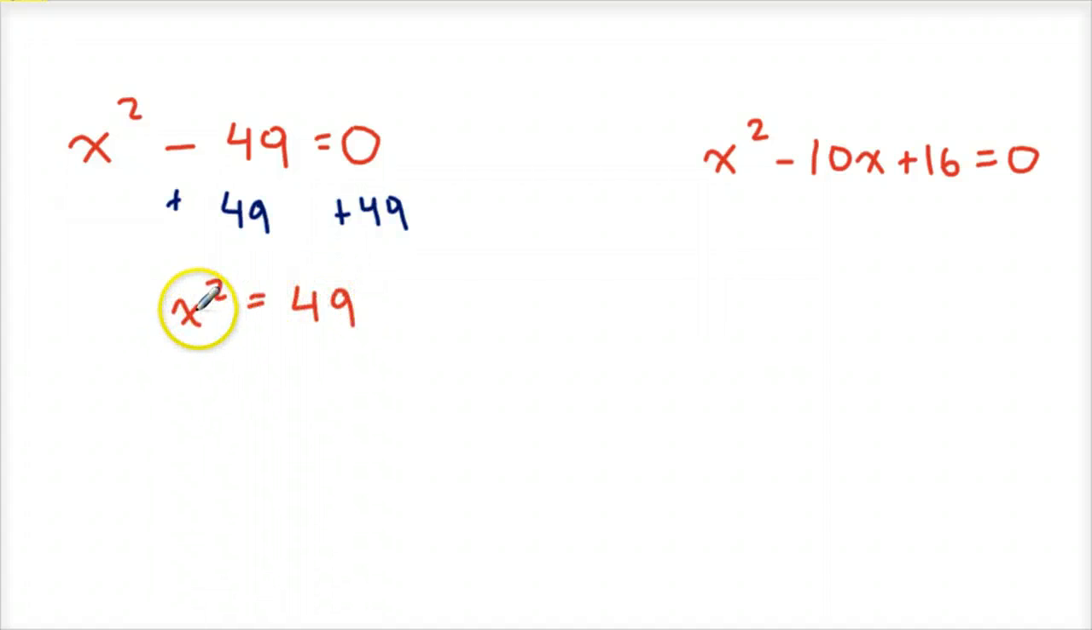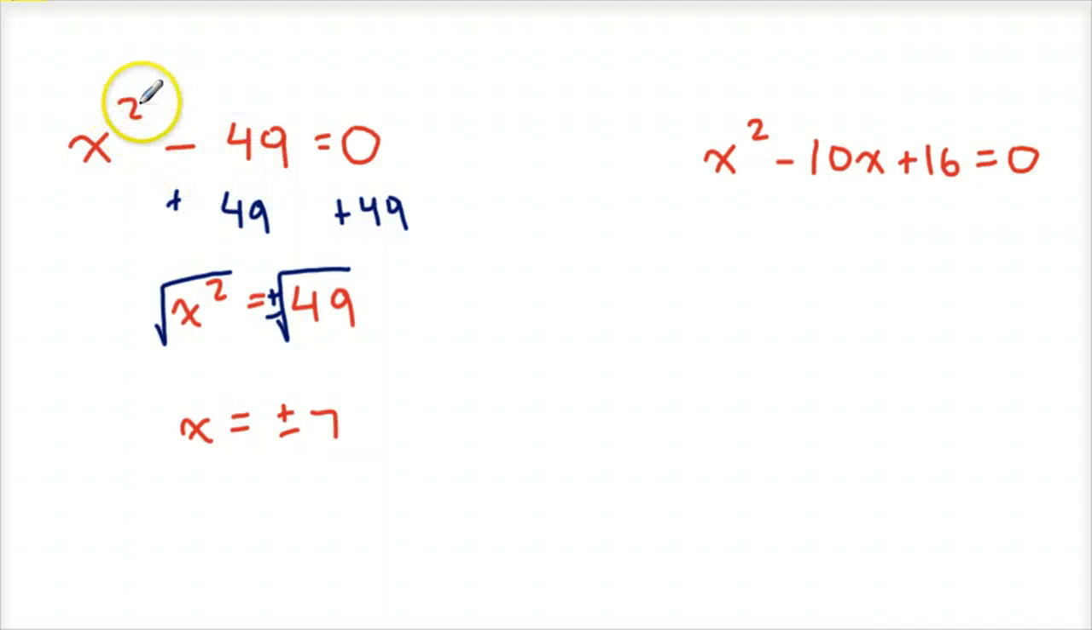And so now to get just x by itself, I'm going to take the square root of both sides. So the square root of x squared and the square root of 49. In this case, I'm taking the positive and negative square root, so that I get 2 answers. I'm going to get plus and minus 7.